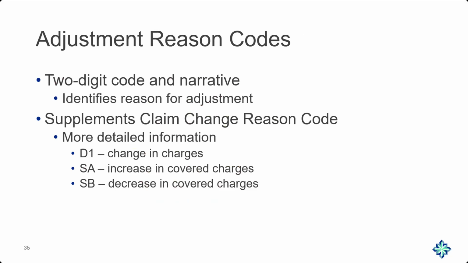I have an example here, and it's pretty common. A D1 condition code is used to request a change in charges. An example is an SA. That adjustment reason code indicates that it's an increase in the covered charges, whereas an SB indicates a decrease. So it's just getting a little bit more detailed for the system and essentially for CMS as to why that claim that's already processed is being changed.